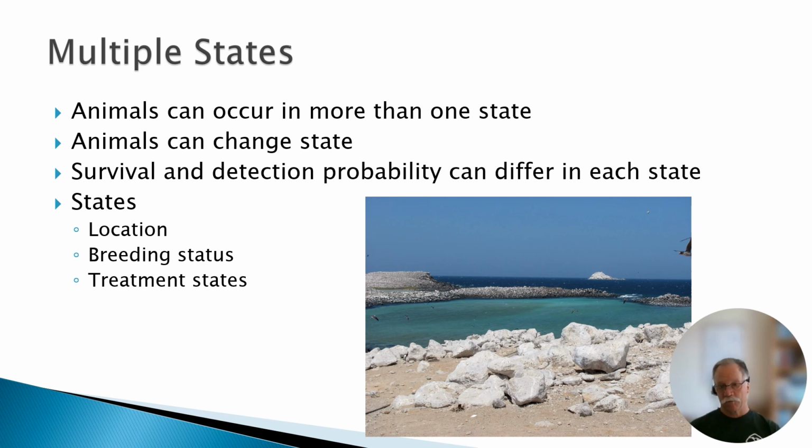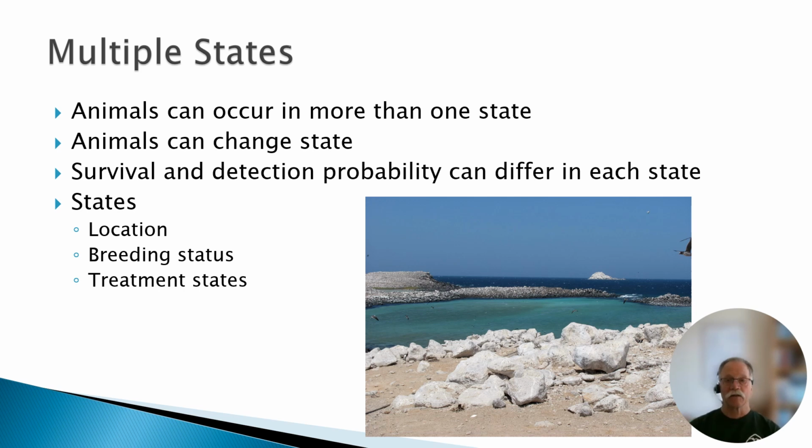Some examples would be, say, locations of seabird breeding colonies where you have a number of islands or locations where a species breeds, and there's a possibility that birds may move from one island to the next, and maybe survival or detection probability differs among those islands. And an important parameter you might want to know is what is the movement rate among those islands.